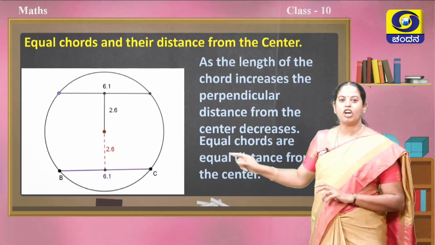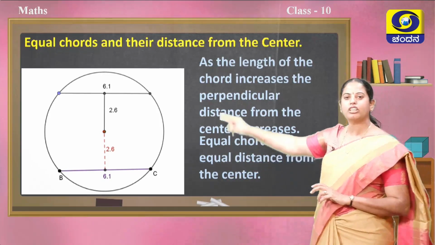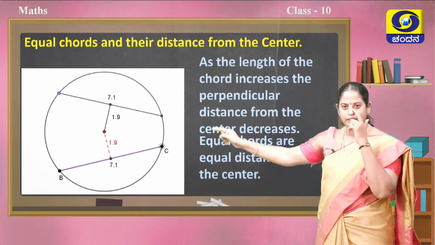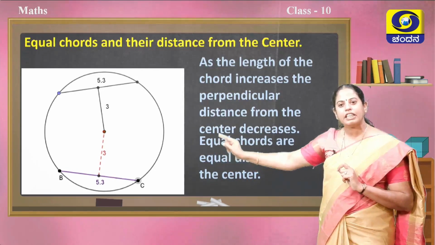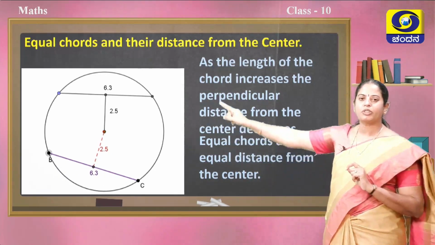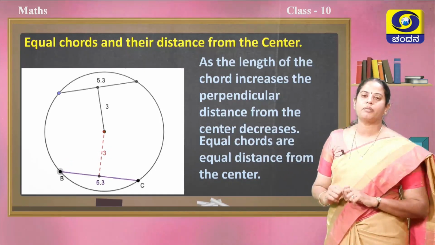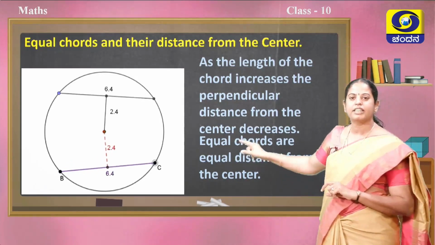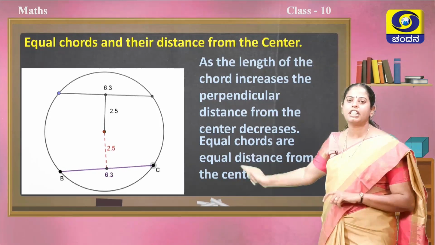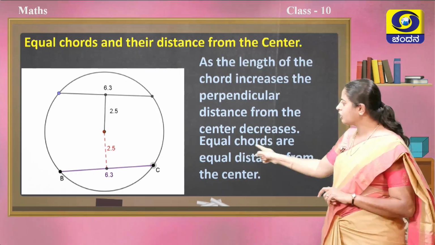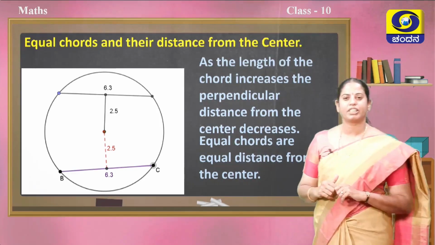If you observe here, I have drawn two chords of the same length. In this video, all these chords are of equal length, and if you observe the perpendicular distance of these two chords from the center, they are equal. We can say that equal chords are equidistant from the center.